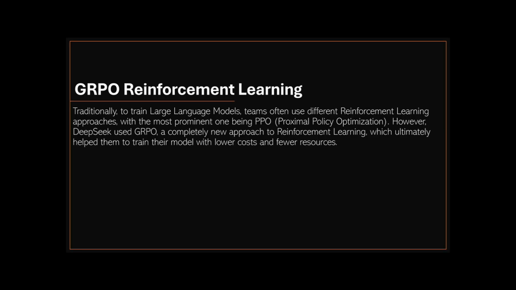Traditionally, to train any large language models, there are a lot of reinforcement learning approaches. But the most prominent one is PPO, which is nothing but proximal policy optimization. But DeepSeek didn't take the most prominent one. They took a completely different approach called GRPO. So we need to understand the difference between PPO and GRPO, what the key issues with the PPO approach are, and how GRPO addresses those issues.